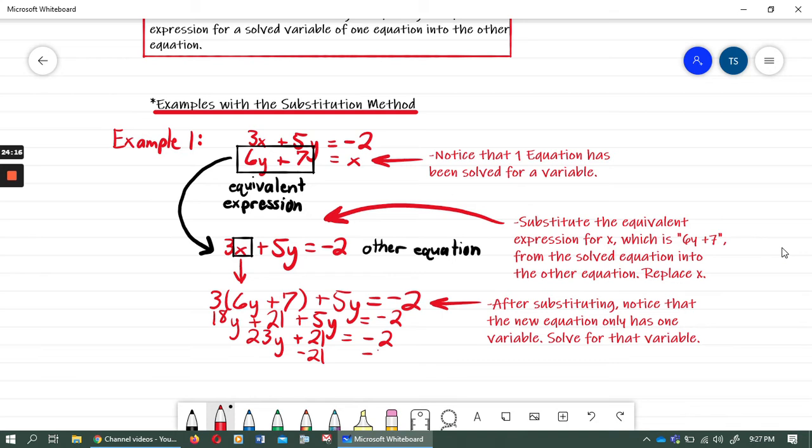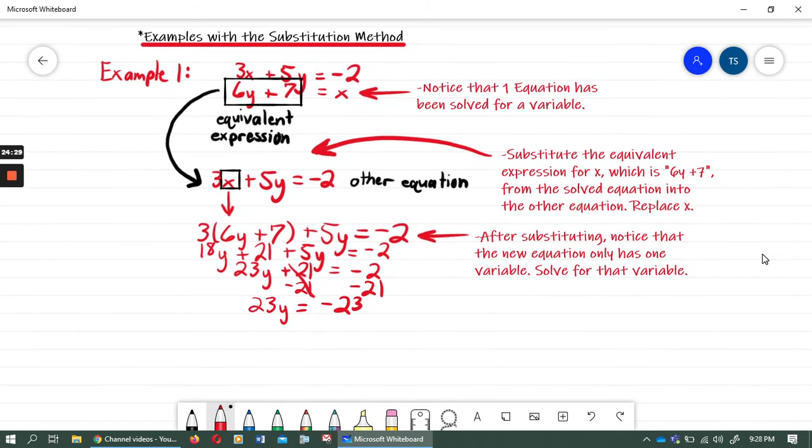That's going to give us -23 on the right side of the equation now. So we've got 23y equals -23. And then, of course, guys, the last step is to divide by 23 on both sides of the equation. Alright, so here y equals -1.